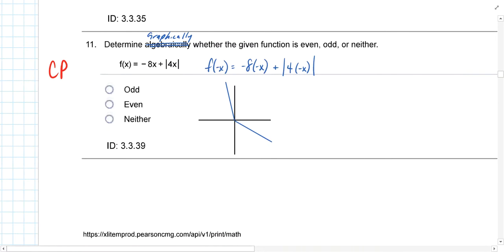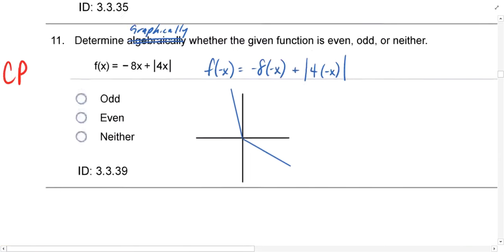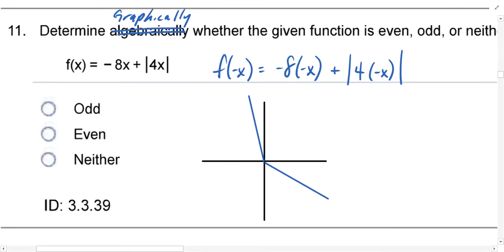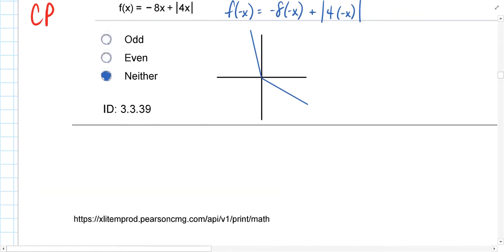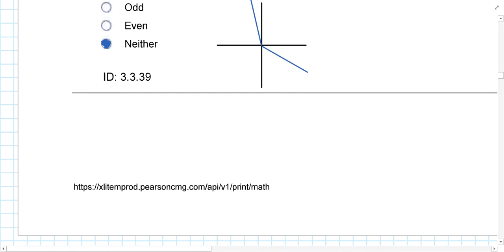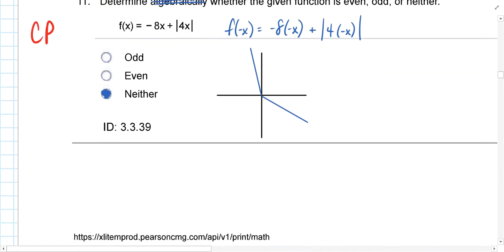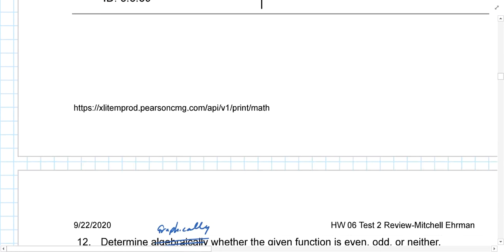For number 11 and number 12, I just switched the wording around for this handout to say graphically. If the instructions say to determine graphically whether the function is even, odd, or neither, then we would simply look at the graph itself on our graphing calculator. And if the symmetry isn't present, either reflectional or rotational symmetry, then we mark this as neither. This doesn't have the reflectional symmetry across the y-axis, and it does not have the rotational symmetry about the origin either. So we would say that this function is neither.